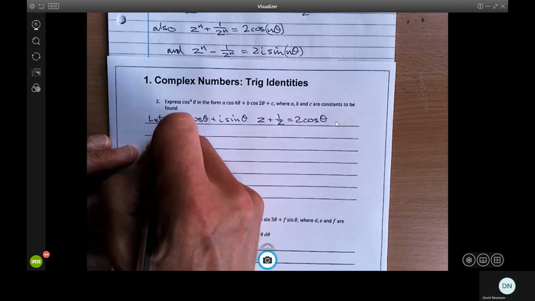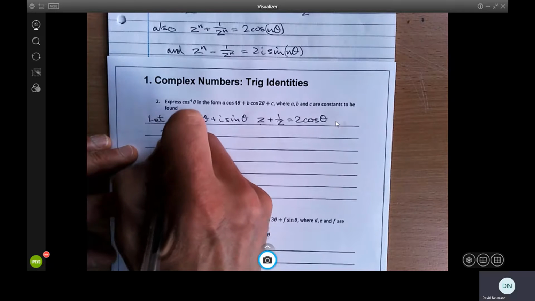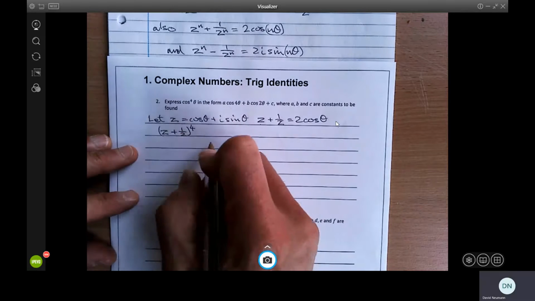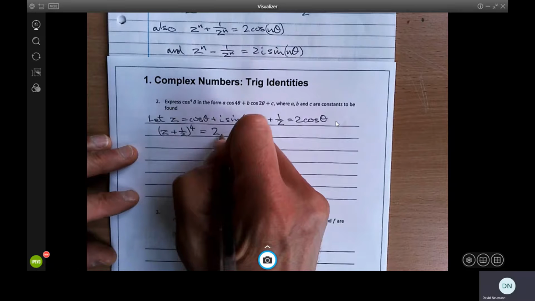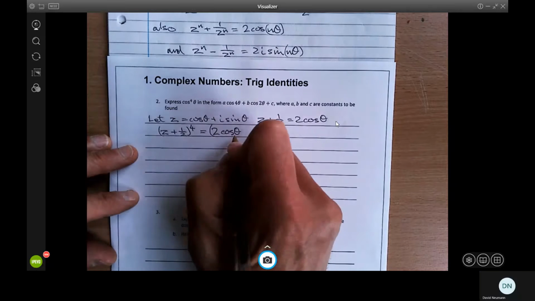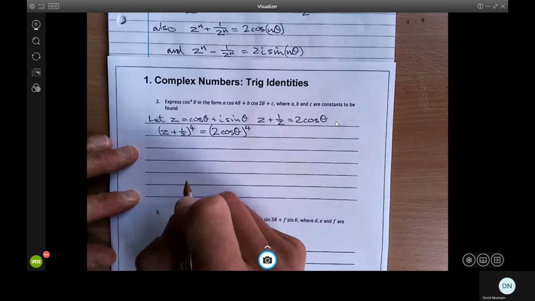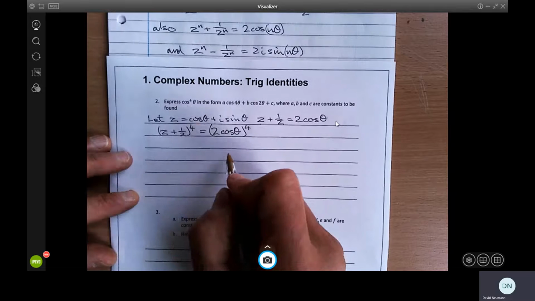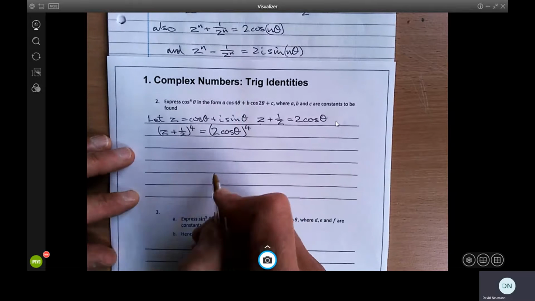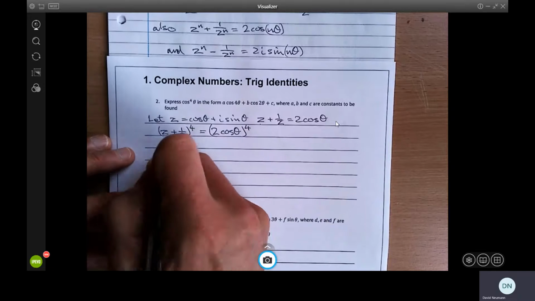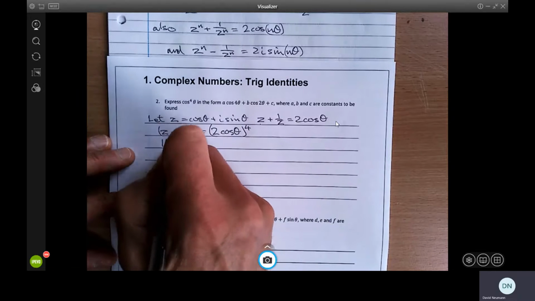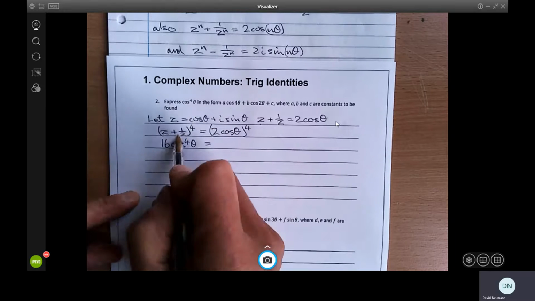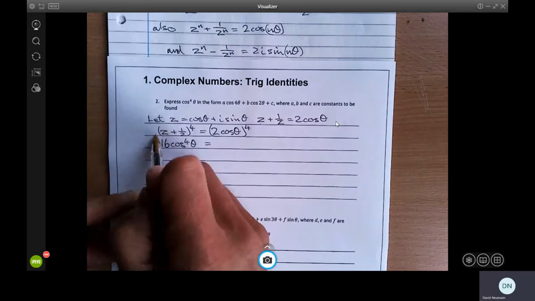So we can now write (Z plus 1 over Z) to the power of 4 is equal to (2 cos theta) to the power of 4, which is 16 cos to the power of 4 of theta. We want an identity for cos to the power of 4 of theta. So 16, we're going to turn this the other way around, cos to the power of 4 of theta is equal to. The other thing that we can do is we can use a binomial expansion on this.